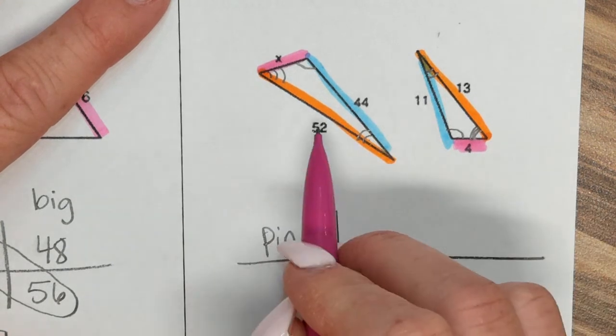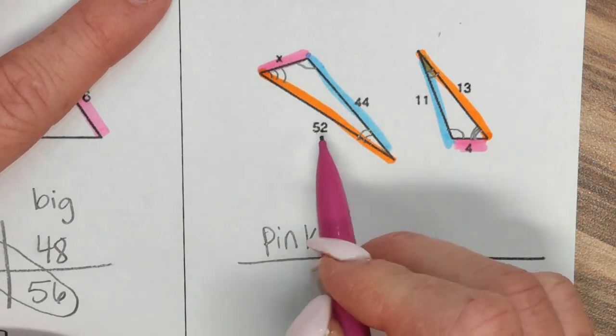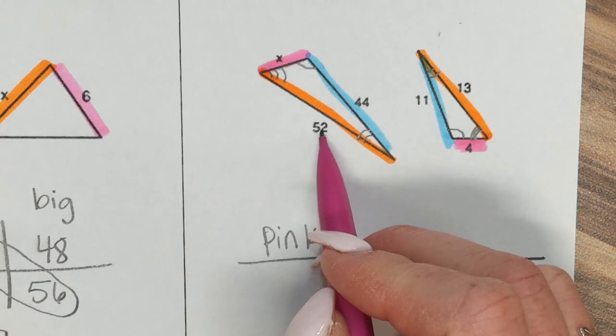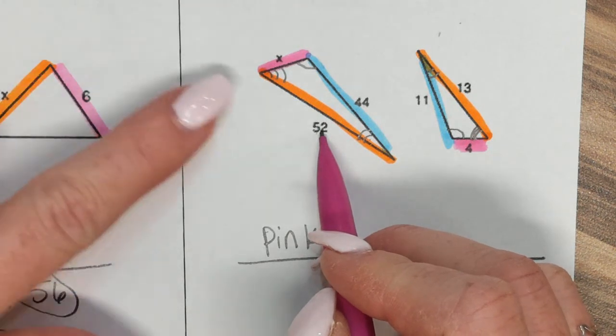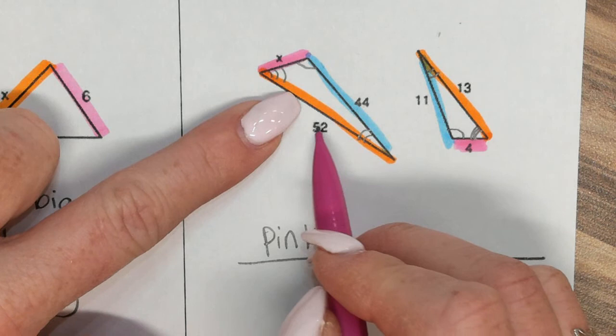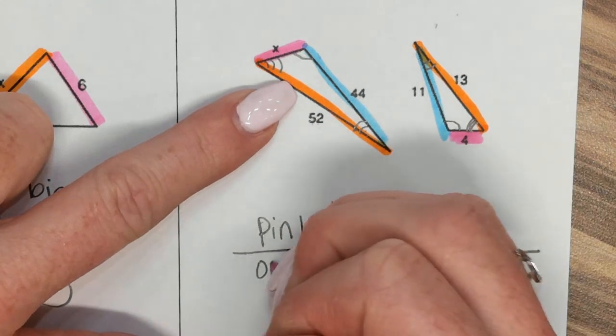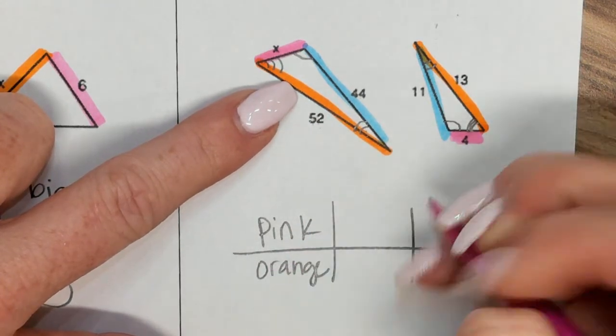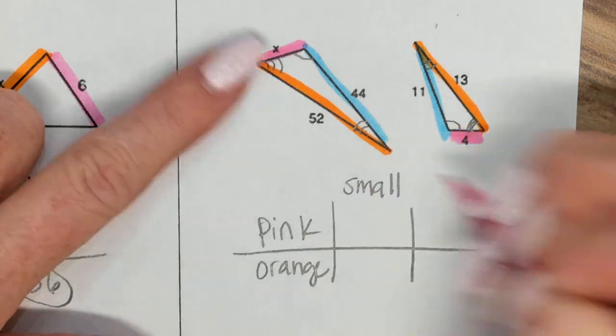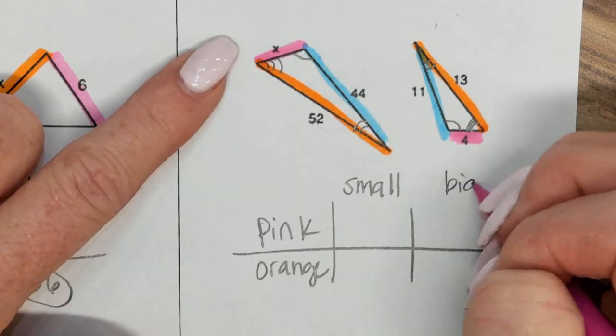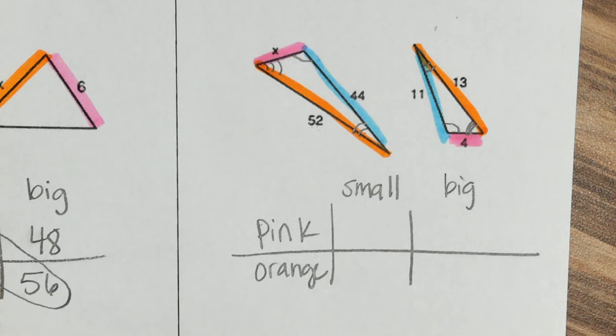So, do we want to use 52 or 44? It doesn't matter. Y'all just tell me. 52. So I'm going to use orange. Pick which color you picked for 52. And then I'm going to do small and big. Or big and small. It doesn't matter which way we put it.